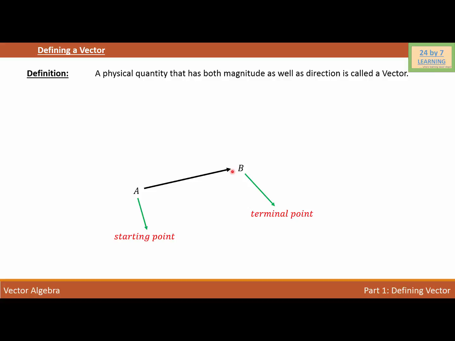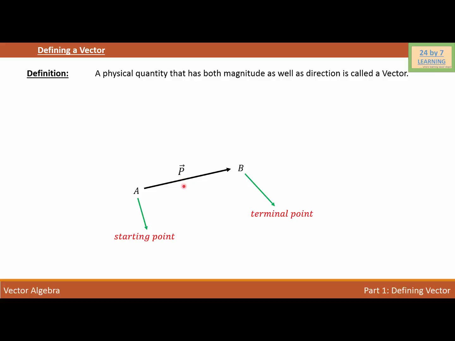I can also use any other alphabet to represent this kind of vector. Just to give you an example, I'm using P. So technically P is my vector that represents the vector AB. Not necessarily you have to do that, but I just wanted to make you familiar with how to use a single alphabet to represent a vector.